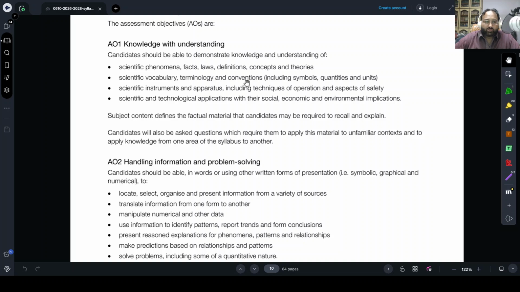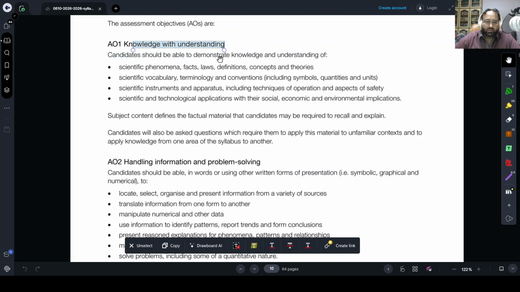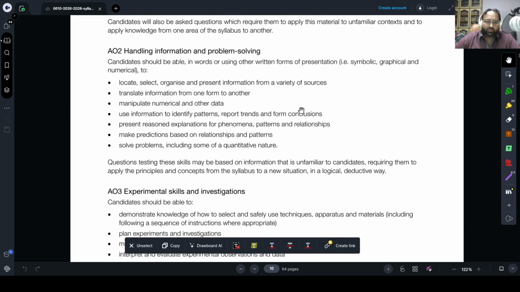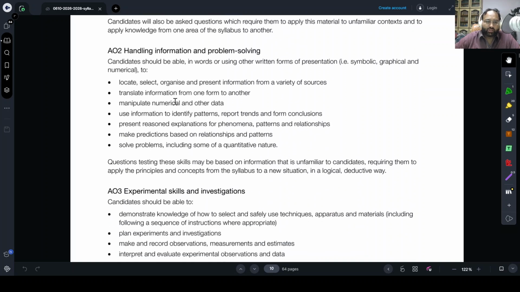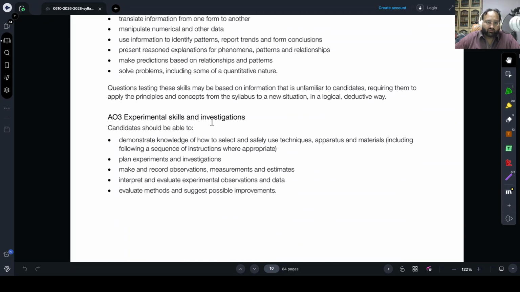These are the assessment objectives. They're split into knowledge with understanding, so using terminology and vocabulary and instrument and technique and all of that, handling information, so using data and manipulating it numerically, doing calculations, identifying patterns, reading graphs and stuff, and then experimental skills and investigation. There are experiments that will be discussed in biology as well, so making observations and interpreting data and all of that stuff.